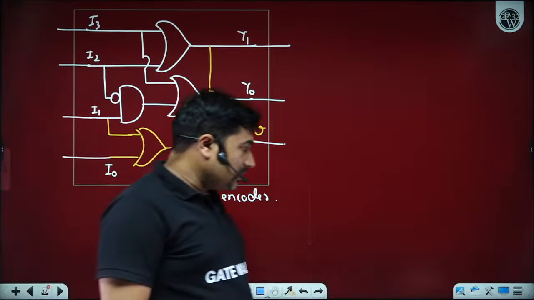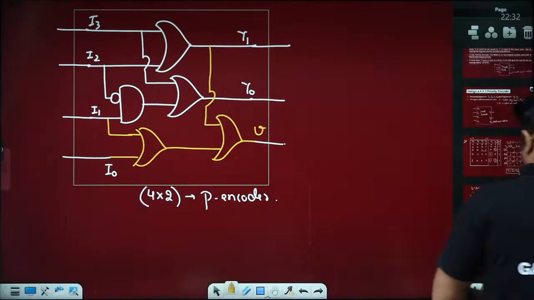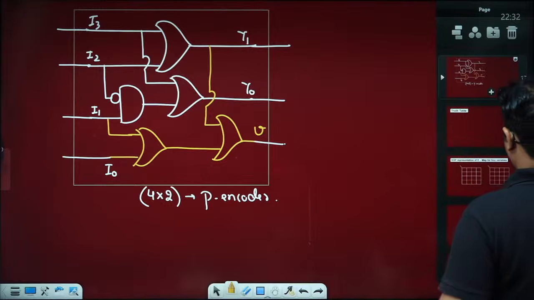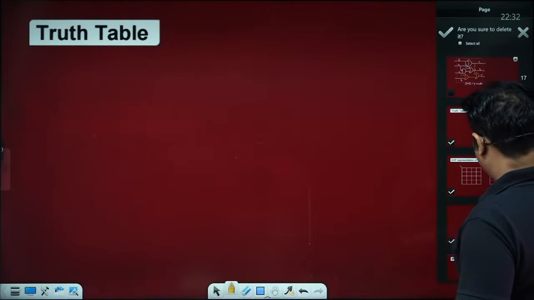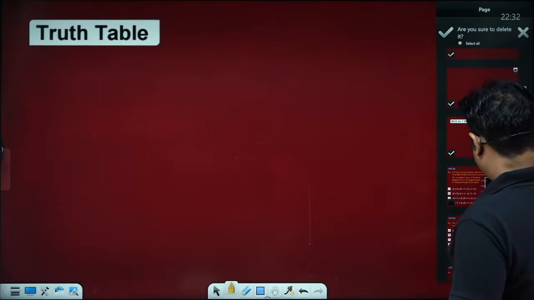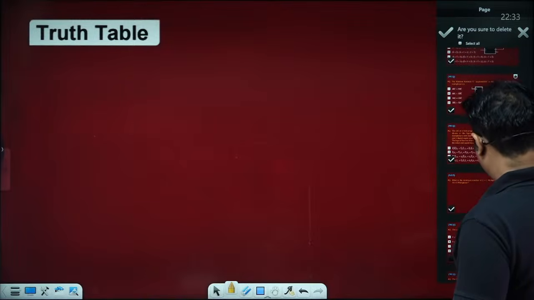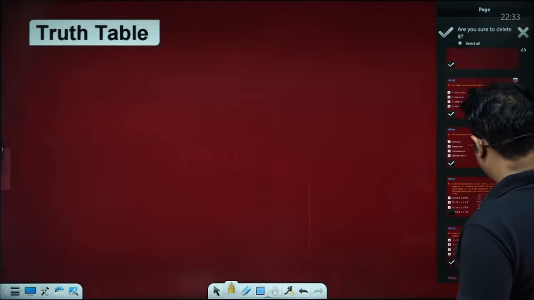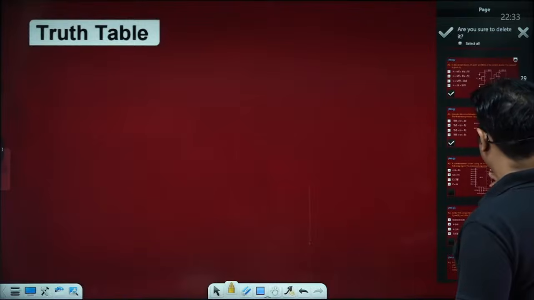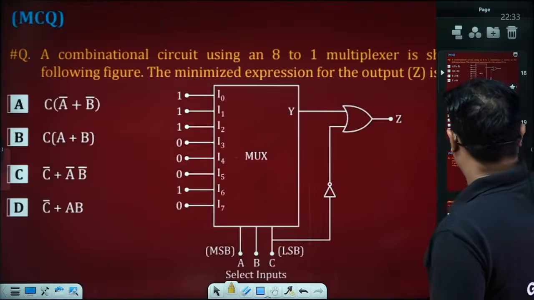How many of you now able to understand the entire combinational circuit? Please let me know by writing in the comment section. Can I say that all of you are now able to understand your entire combinational circuit? Great.